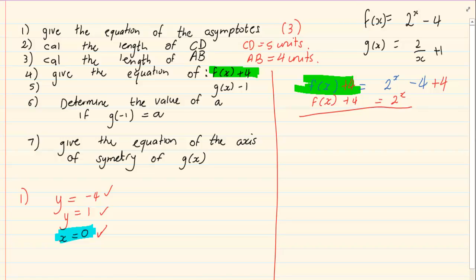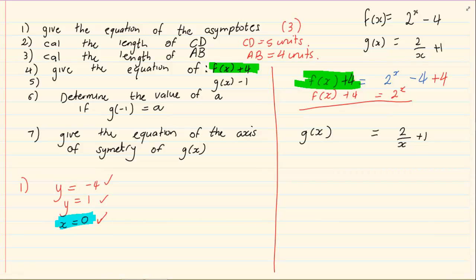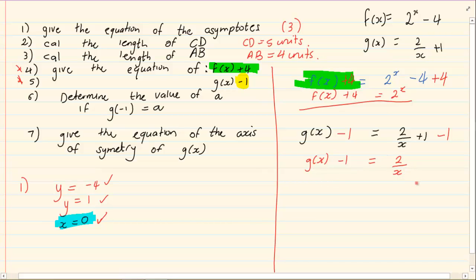Let's take another one. Now they're telling us do g of x minus 1. So I know g of x is equal to 2 over x plus 1. What are they asking me to do? They're asking me to subtract 1. So from g of x I'm subtracting 1. But what I do on one side, I will do on the other side. So what do we have? We have that g of x minus 1 is equal to 2 over x.